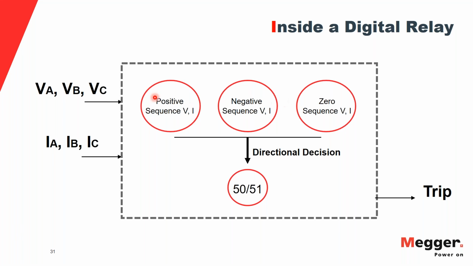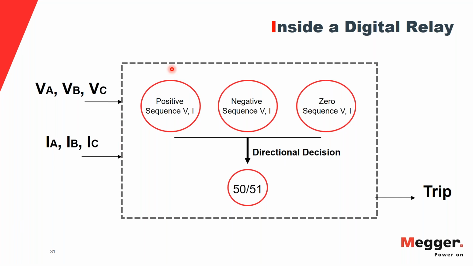So here I just drew a very basic drawing of what is there in the digital relay. This digital relay is measuring phase A voltage, phase B voltage, phase C voltage phasors. Similarly, it measures the phasors of phase A current, phase B current, and phase C current from the inputs. So the relay has 3 phase inputs for voltage and current. It's going to measure voltage and current from PTs and CTs.